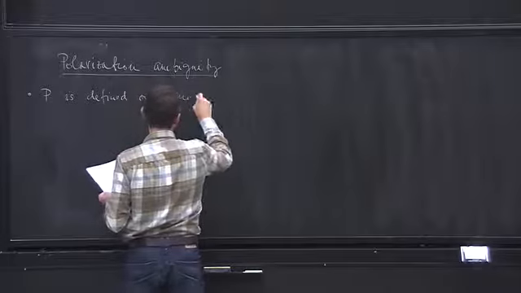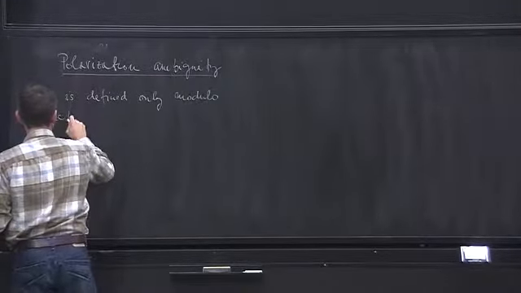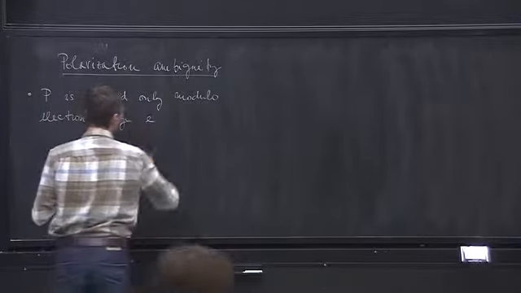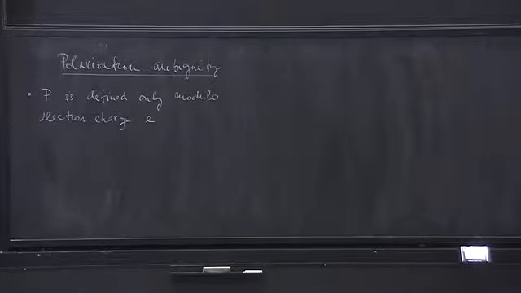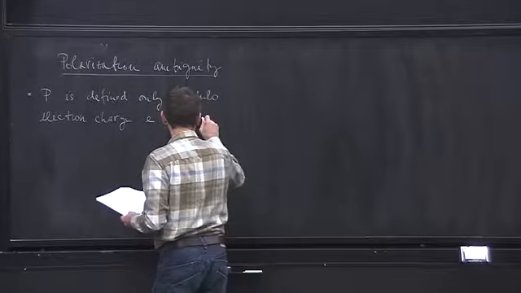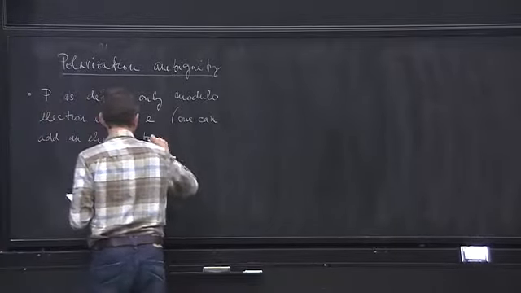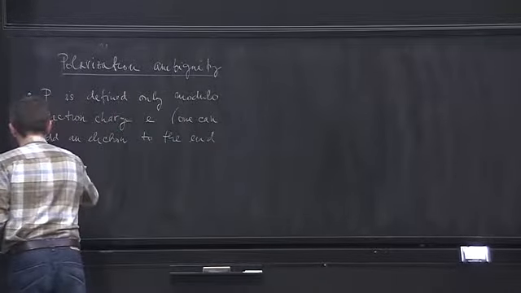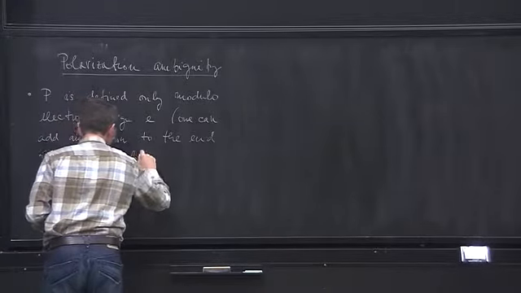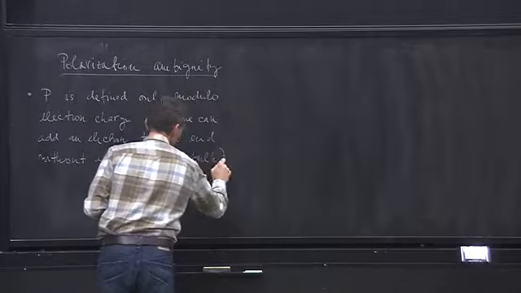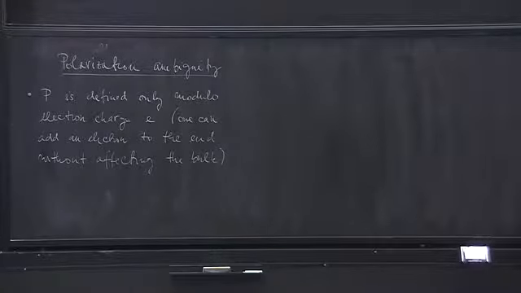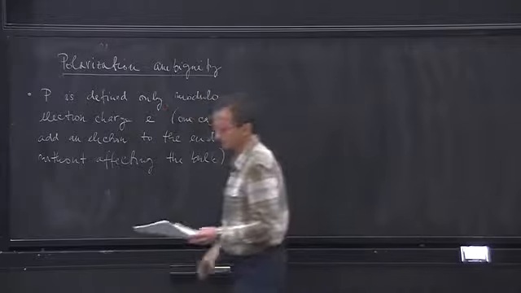only modulo electron charge e. And this is simply because one can always add or subtract an extra electron from the end of a one-dimensional system without affecting the bulk, right? So one can always add or subtract an electron from the end without affecting the bulk. So only the fractional part of polarization is determined by the bulk.